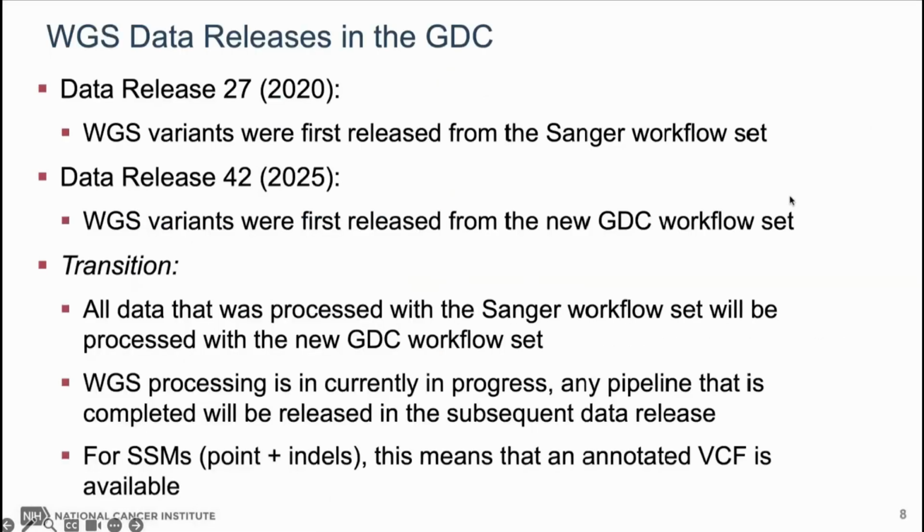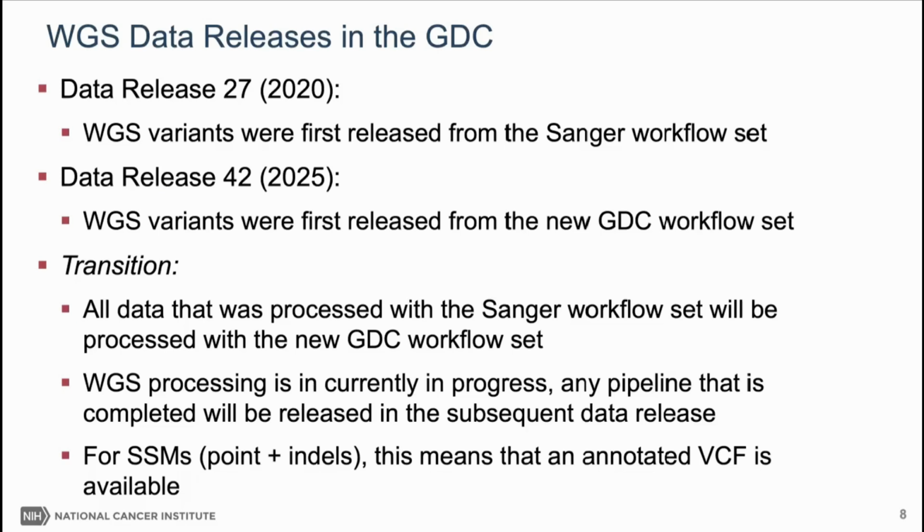Just to give you a bit of a history lesson on the whole genome sequencing variant data in the GDC: all the way back in 2020, we did data release number 27. This is when the whole genome sequencing variants were first released from the Sanger workflow set, the first one that I talked about before. Then just recently, at the end of January 2025, data release 42 was deployed. This is when whole genome sequence variants were first released from the new GDC workflow set.